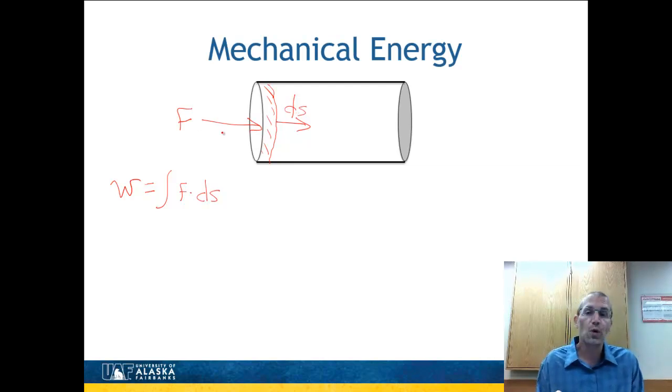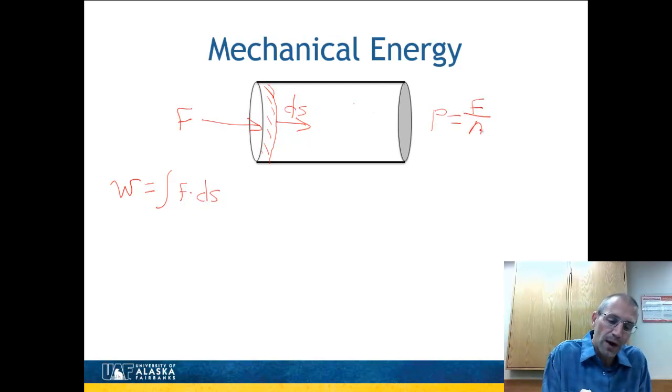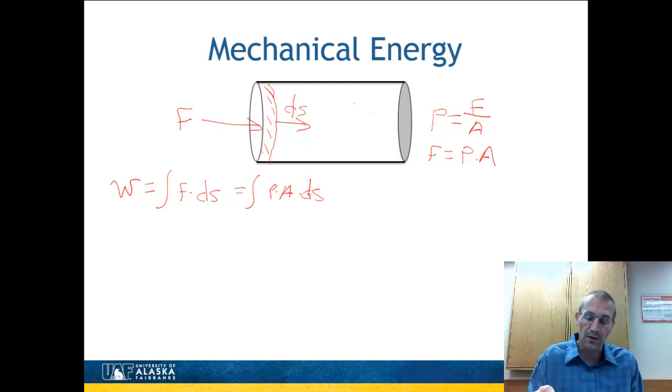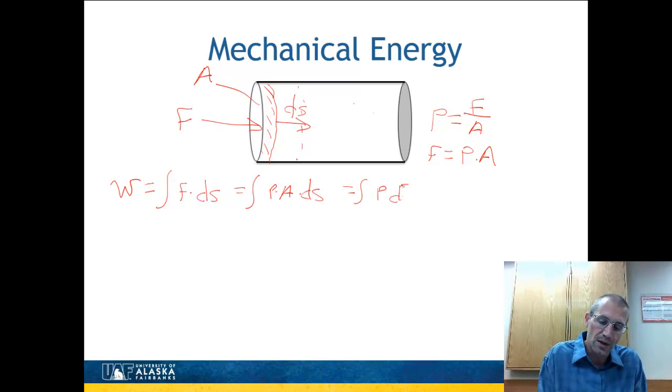Now, if I want to know what that force is, I can associate it with the pressure inside here. Remember, pressure is force per area, so force is pressure times area. So for this force in the integral, I can put the pressure times the area times ds. The area is the cross-sectional area of the piston, and ds is that. So P times A times ds is actually the integral of the pressure times the change in volume dV.